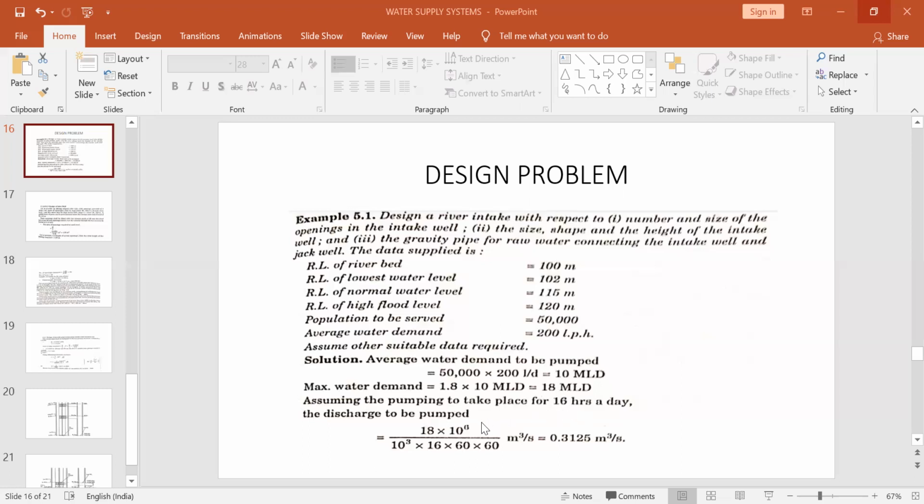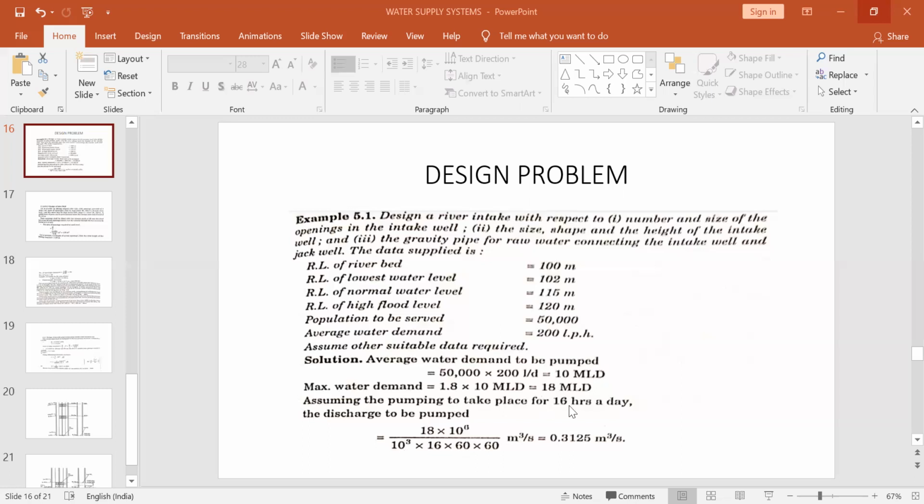So what is the discharge that is being pumped from the well? 18 into 10 to the power 6, that is 18 million liters. Now this liter is being converted into meter cube. Please take note of this unit conversion, how million liters per day is converted to meter cube per second. Simple mathematics. So 18 into 10 to the power 6 is the volume of water, divided by 10 to the power 3. Why 10 to the power 3? Because 1 liter is 10 to the power minus 3 meter cube. So you are converting liters into meter cube. That is why you are dividing it by 10 to the power 3.